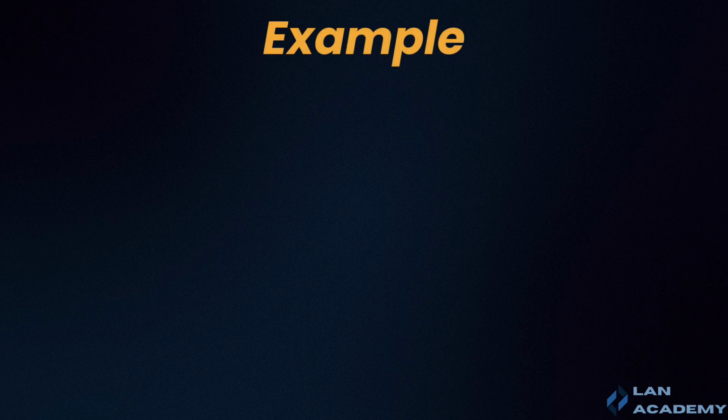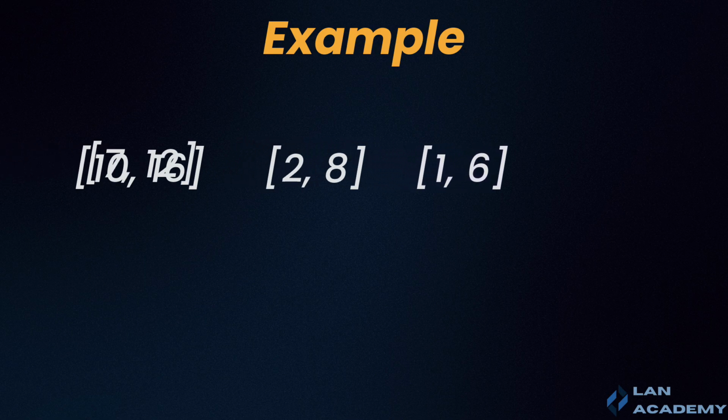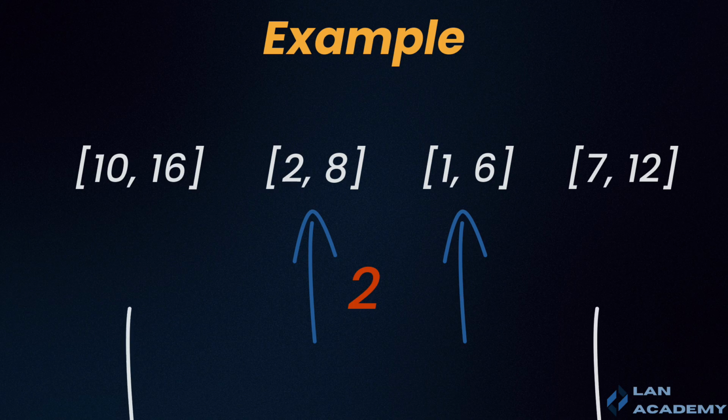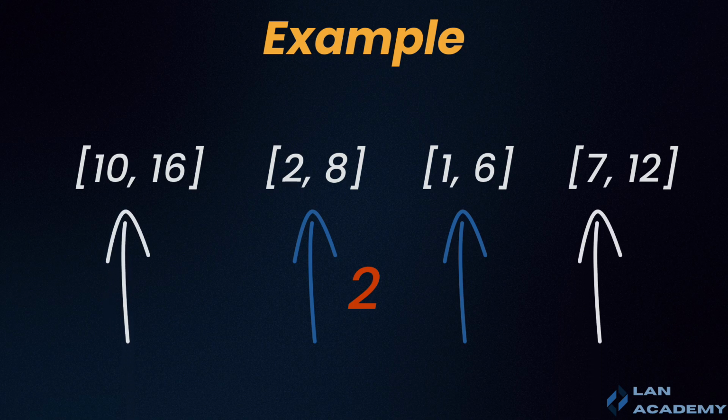For example, given points equals the pairs 10, 16, 2, 8, 1, 6, and 7, 12, the correct output is 2 because the balloons can be burst with 2 arrows. One arrow at position 6, which bursts the balloons 2, 8, and 1, 6, and another arrow at position 11, which bursts the balloons 10, 16, and 7, 12.